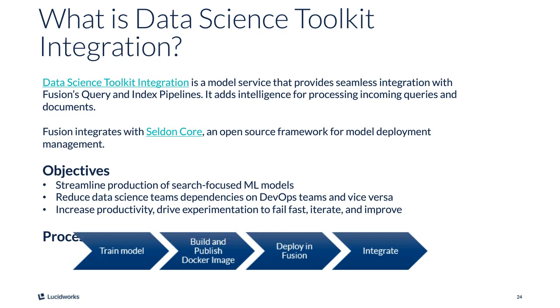The process to deploy models in Fusion is rather simple, as Fusion handles the complicated part of it. The first step is to train a model. The second is to package it up as a Docker image with all the dependencies. The third is to deploy it in Fusion, which is a form-based schema that simply needs to be filled out. After that, the final step is to integrate the model with the query and the index pipeline.